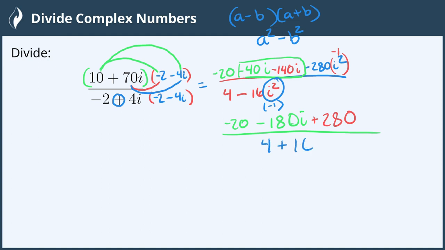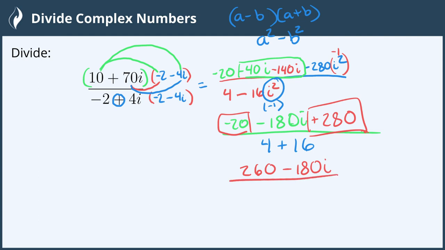In the numerator, we can combine 280 minus 20, our like terms. Positive 280 minus 20 is 260, minus 180, and we still have the i. Over the denominator, 4 plus 16 is 20.